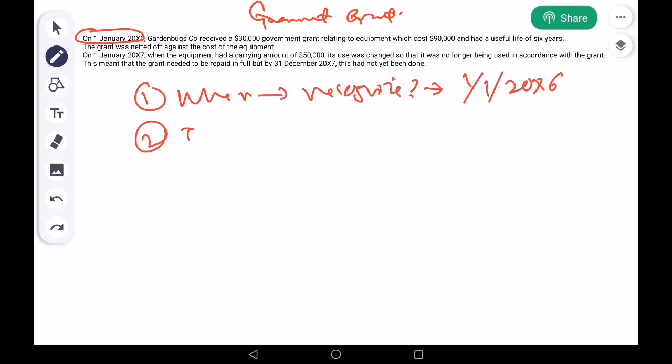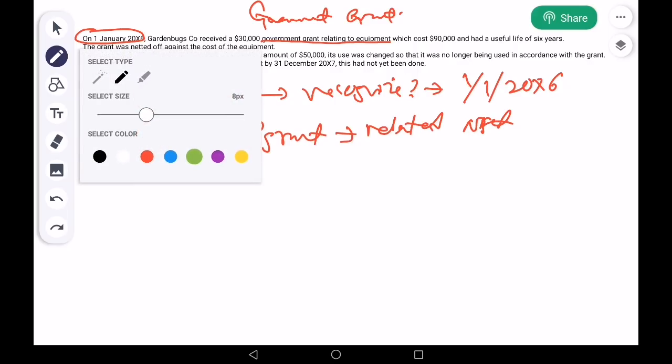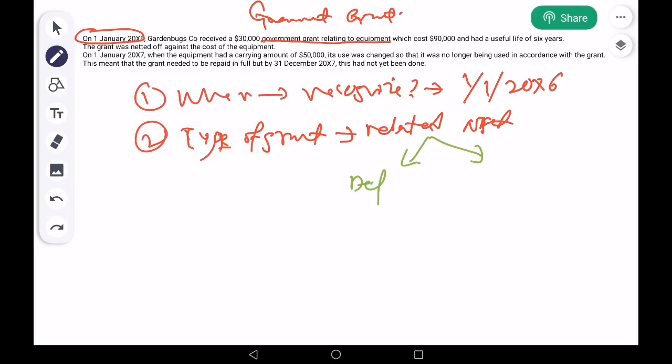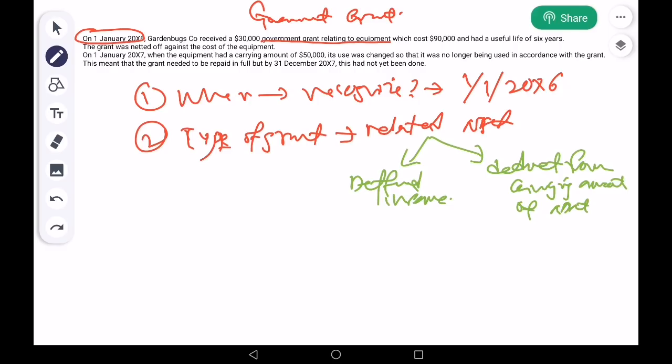Second, you need to know the type of the grant itself. What is the type of the grant? As you can see now, the government grant is related to the equipment, so it is related to the asset. Can I know the two methods that you learned before this? One is the deferred income method. Another one is deduct from the carrying amount of your asset.